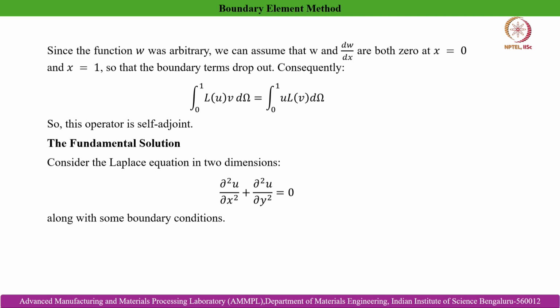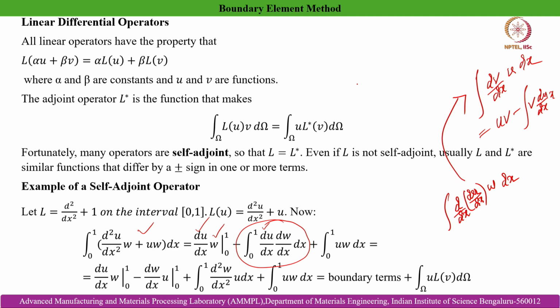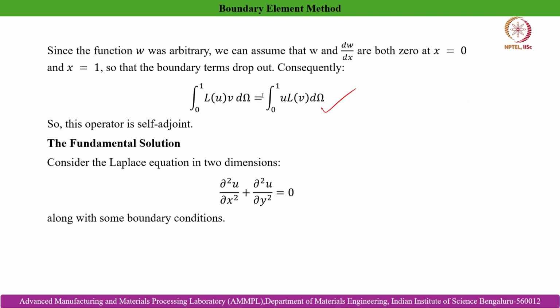Consequently, we get that the integral from 0 to 1 of L of u times v d omega is equal to the integral from 0 to 1 of u times L of v d omega. So this operator is self adjoint. Why are we confirming this? We are confirming this from this expression, since we finally arrive at this expression from this expression. From here we get u L of v d omega. That is why the operator is self adjoint.